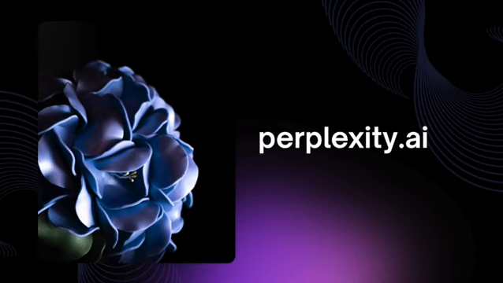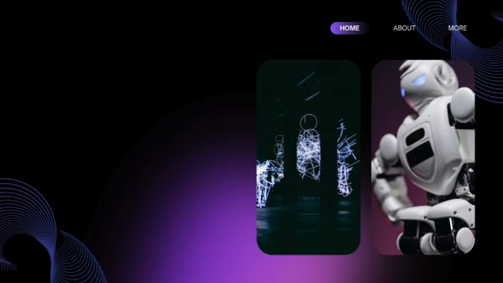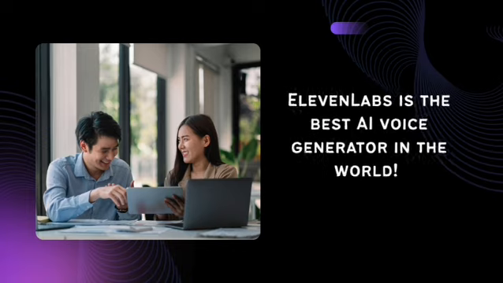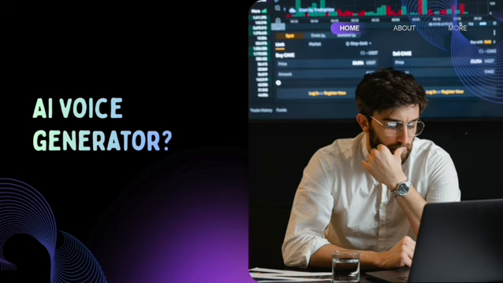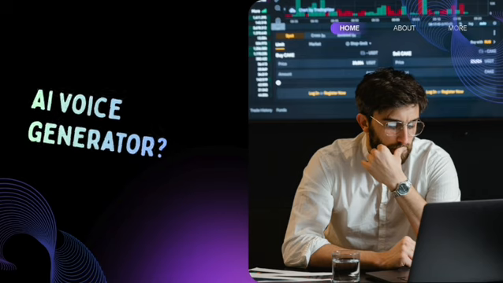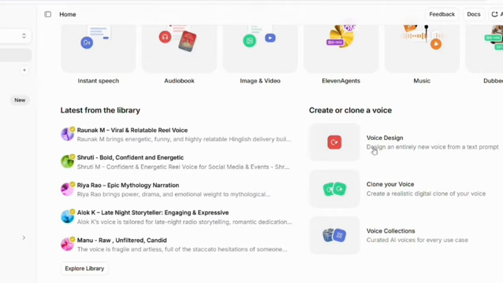Tool number 5, ElevenLabs. Fifth and final tool is ElevenLabs. ElevenLabs is the best AI voice generator in the world. Now you might wonder, why does a student need an AI voice generator? Here is why. If you want to make YouTube videos without showing your face or voice, ElevenLabs generates a realistic human-sounding voice from just your text.